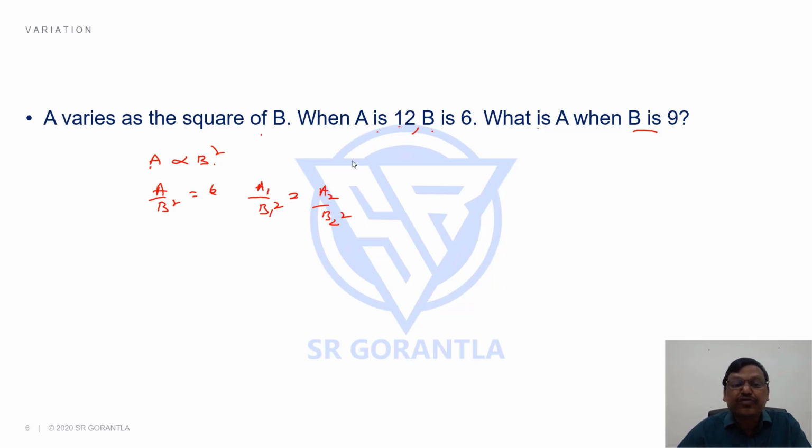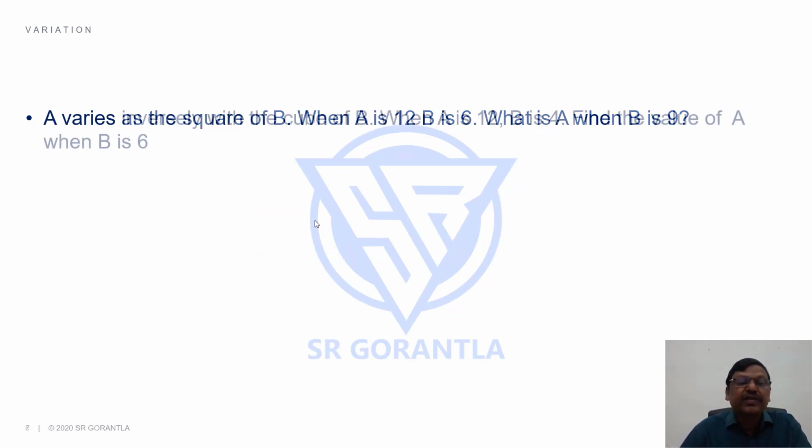What is A first time? 12. What is B1? B is 6 means B1 square. So 6 into 6 equals, second time I have to find A. What is B? 9. 9 square. 9 into 9. You can see 6 2s, 2 3s, 3 1s, 3 3s. If I simplify, I get A equals 27. Right? A simple question. Let's take up one more.